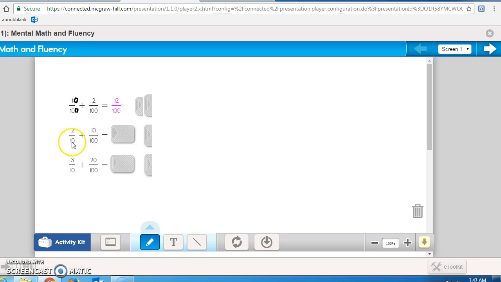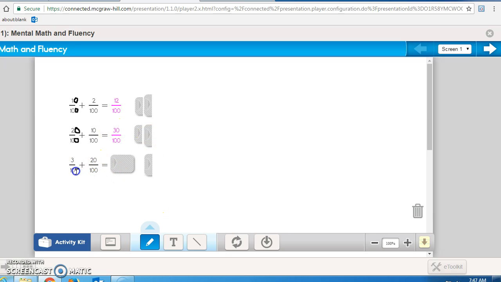Again, next, how can 10 become 100? I multiply by 10, so 10 times 10 is 100. So 2 times 10 is 20. Again, notice what I did. I made sure whatever I did to the denominator, I did to the numerator. Now that I have both of them as hundredths, I can add the numerators. So 20 plus 10 is 30 hundredths.